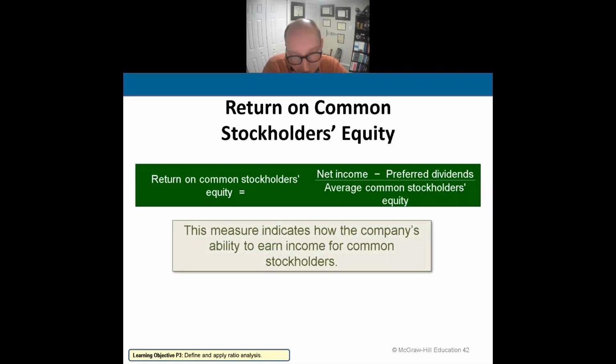Return on common stockholders' equity. Yes, this one's good because it shows us the company's ability to pay a dividend. We take net income minus preferred dividends divided by average common stockholders' equity. Again, the word average. Beginning balance plus ending balance divided by 2 for stockholders' equity.